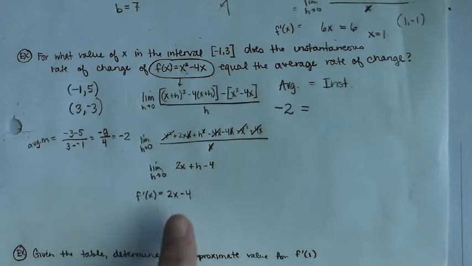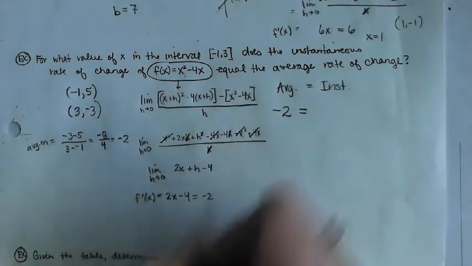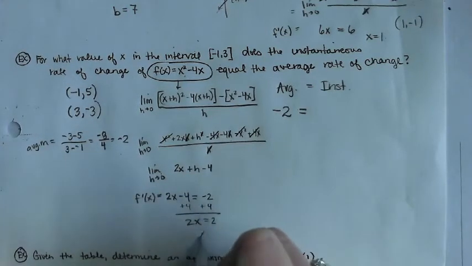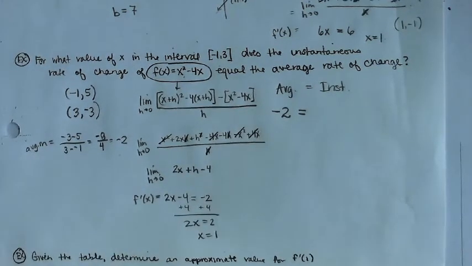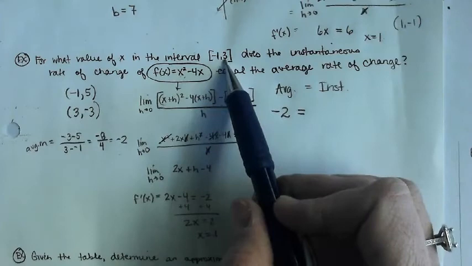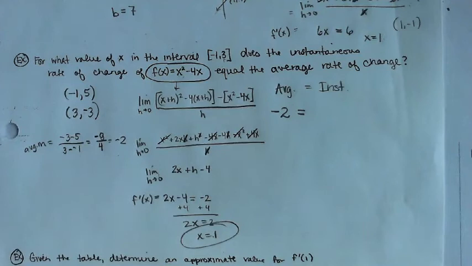So we're looking for when does that derivative equal -2? When does that instantaneous rate of change equal what we had already found the average rate of change to be? So if I set that equal to -2 and solve, I get 1. So for what value of x in that interval? Is that in that interval? Yes. So with this kind of extension of the derivative, you're still finding the derivative, but it's just changing up what it's asking you to do and working on the overall understanding here.